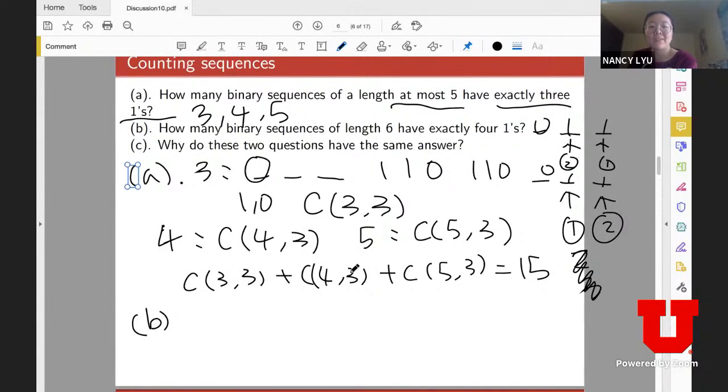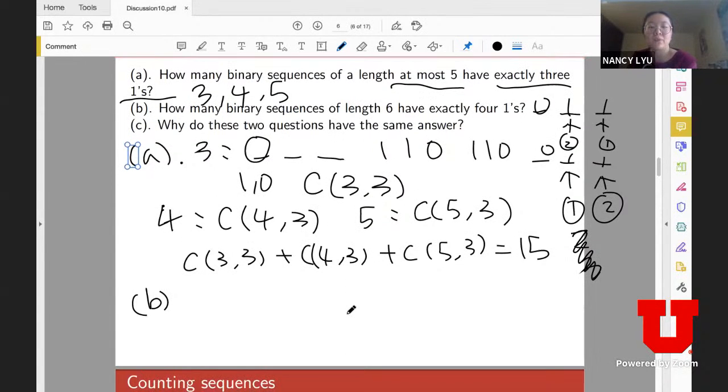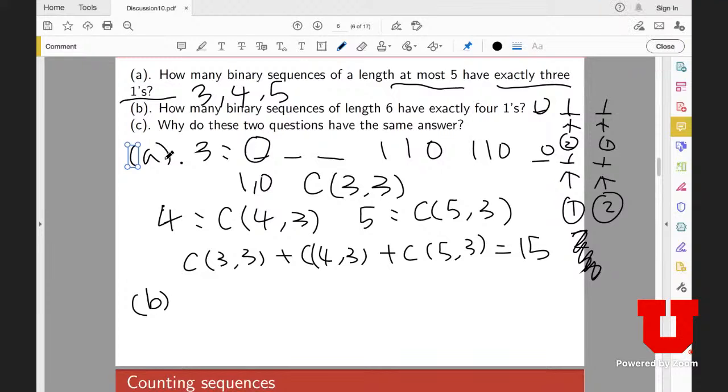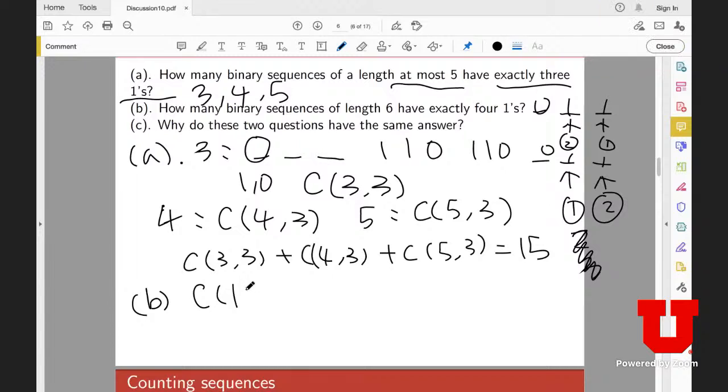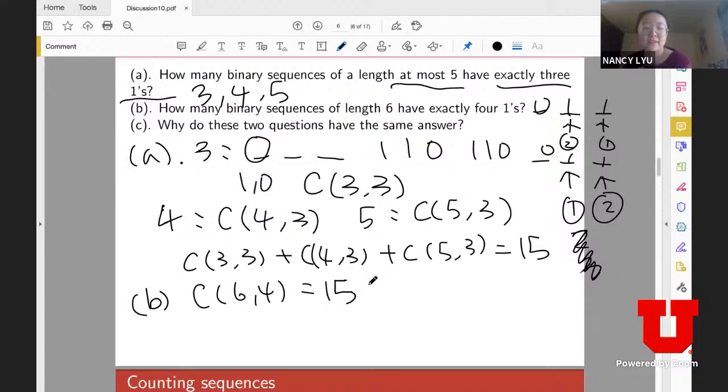How many binary sequences of length 6 have exactly 4 ones? It would be C(6, 4). Yes. Sorry, not 16, 6. And this will give you 15.